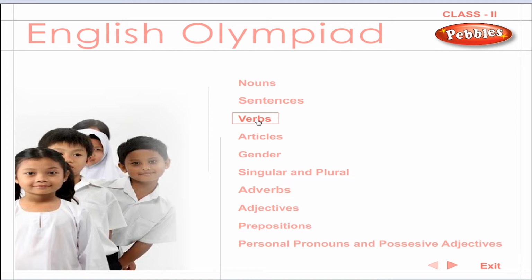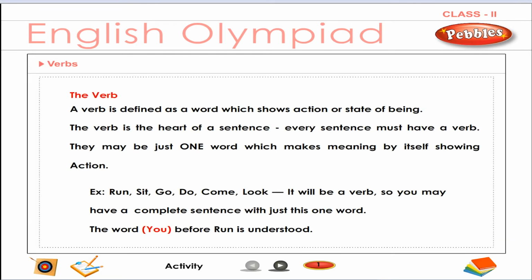Good going. The verb. The verb is the heart of a sentence. Every sentence must have a verb. It may be just one word which makes meaning by itself, showing action. Example, run, sit, go, do, come, look. It will be a verb, so you may have a complete sentence with just this one word. The word you before run is understood.